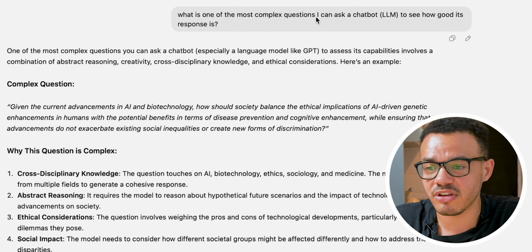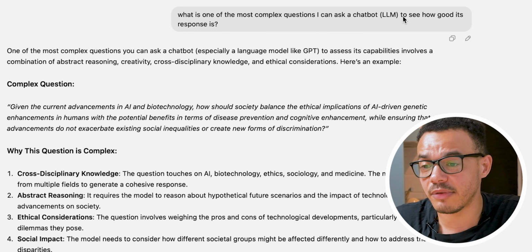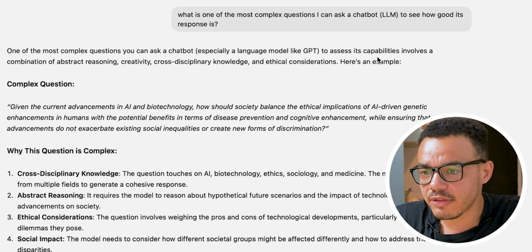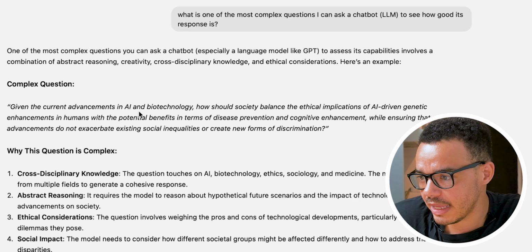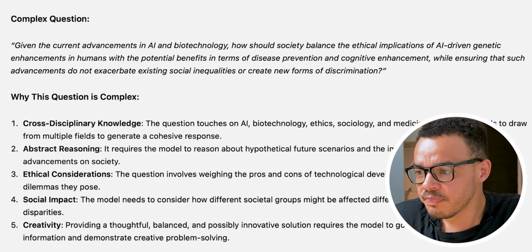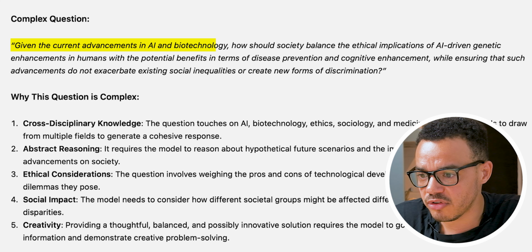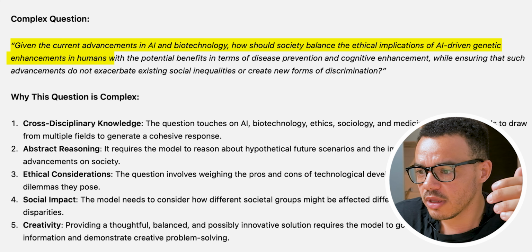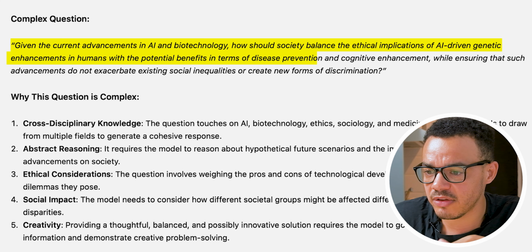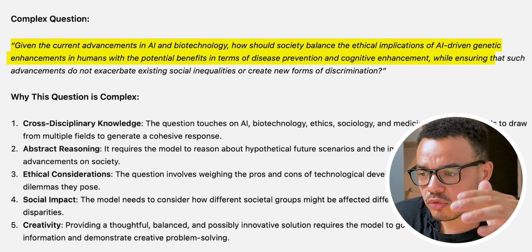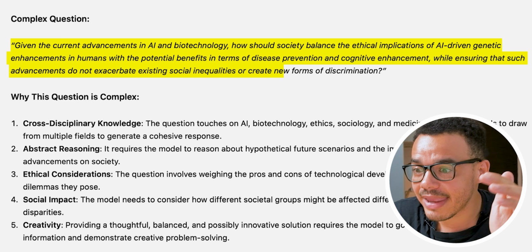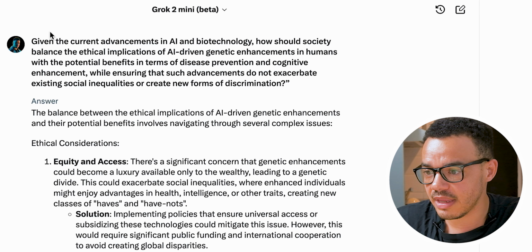I basically said to it, if we jump into my laptop here, what is one of the most complex questions I can ask a chatbot to see how good its response is? And it said one of the most complex questions you can ask a chatbot to basically assess its capabilities is right here. So this is the question, and I'll read it out quickly. Given the current advancements in AI and biotechnology, how should society balance the ethical implications of AI-driven genetic enhancements in humans with the potential benefits in terms of disease prevention and cognitive enhancement, while ensuring that such advancements do not exacerbate existing social inequalities or create new forms of discrimination?